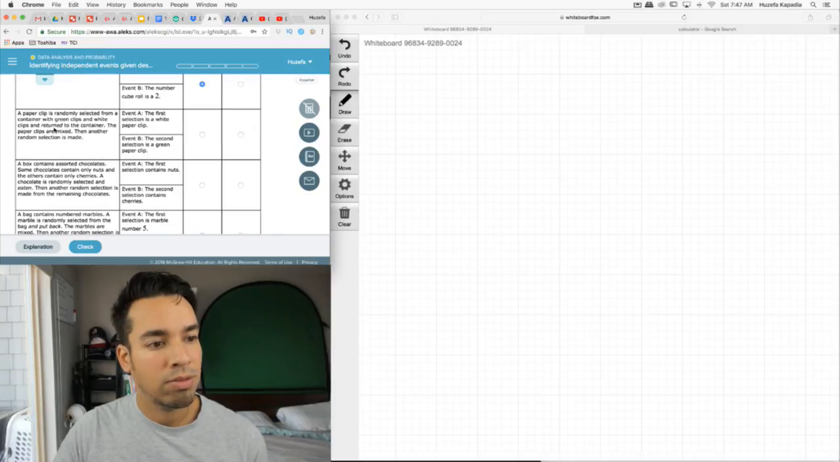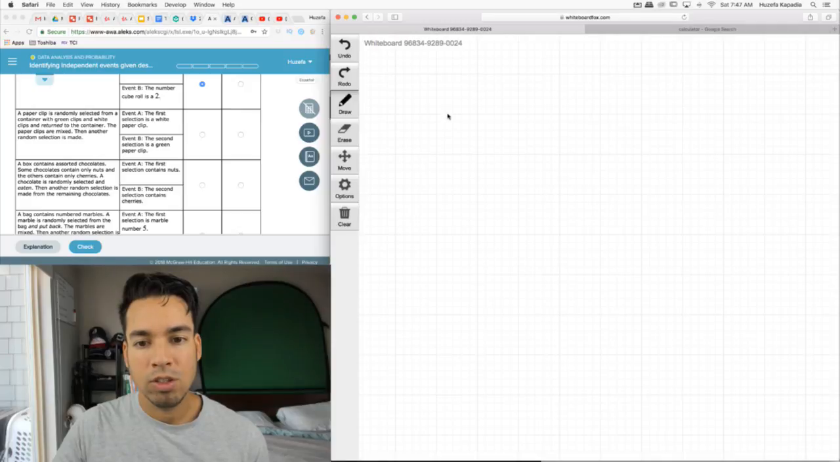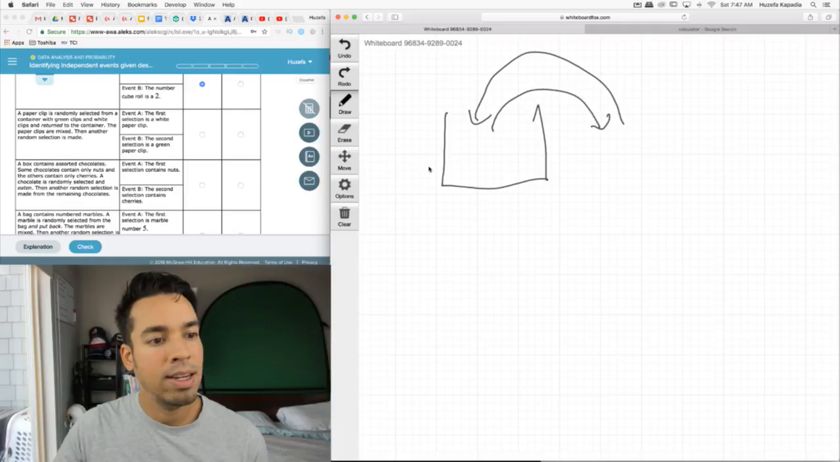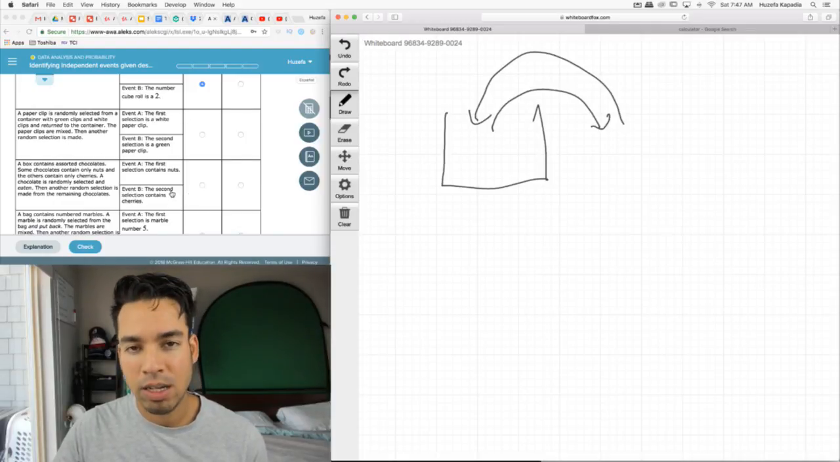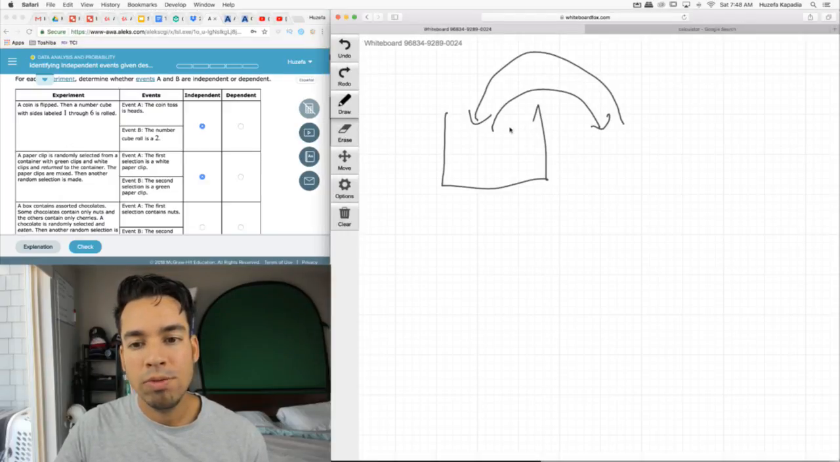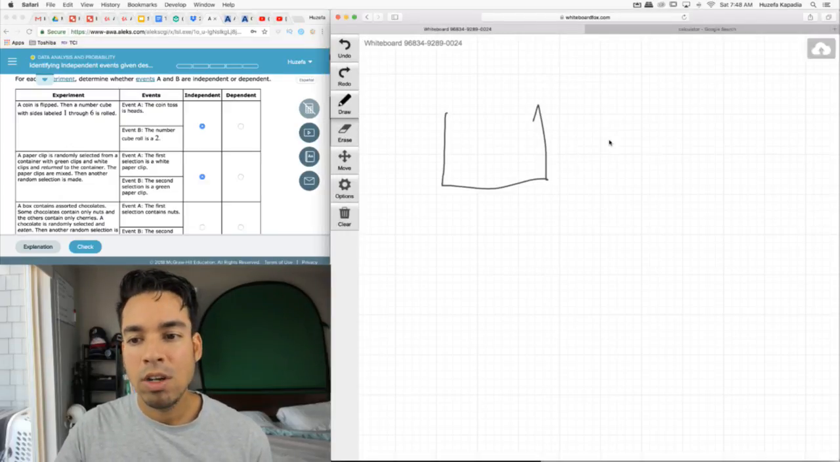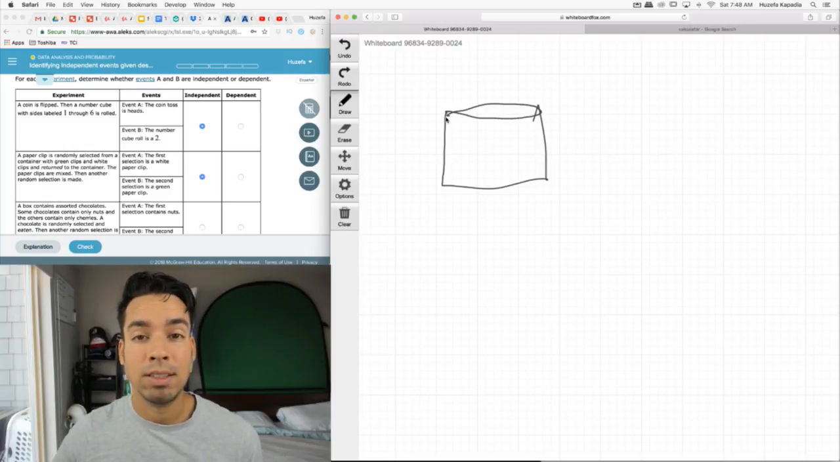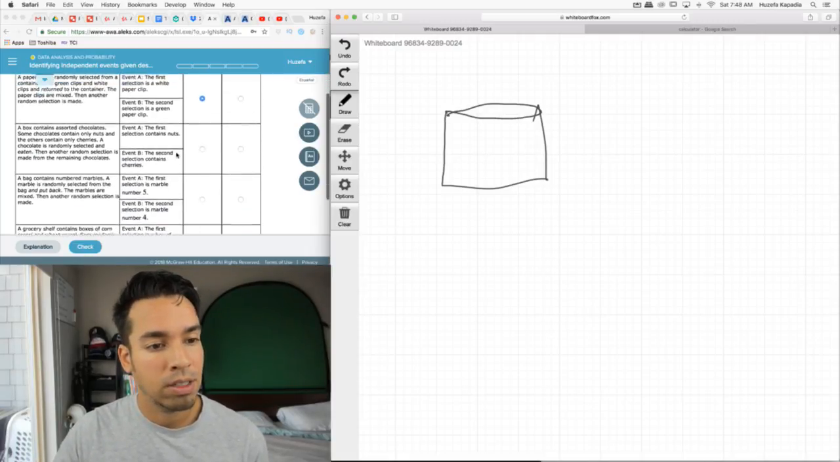A paper clip is randomly selected from a container with green and white clips, and then returned to the container. So we have these two paper clips. One is taken out, and then it's put back in, and then we draw again and make another random selection. Now it's very important to make this distinction. These are going to be independent. The reason why is because when you remove and then replace what you've taken out, you're going back to the original, meaning whatever you draw in the first one doesn't matter because you're putting it back, so you're making no impact on the second event. Therefore they are independent events.